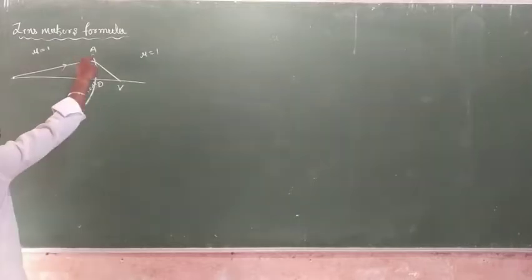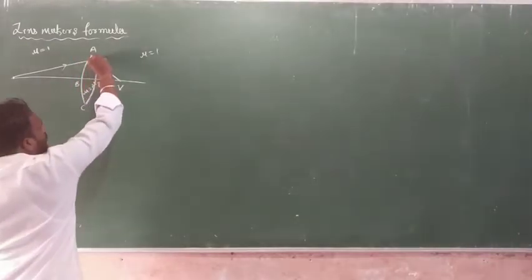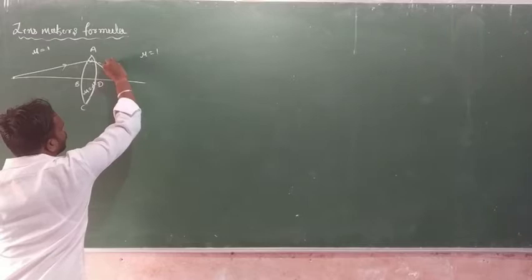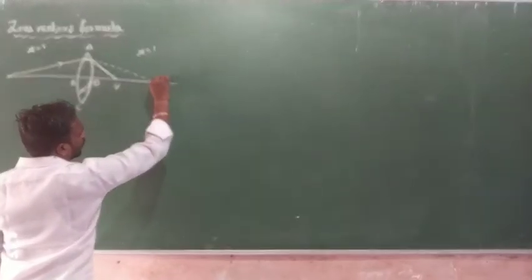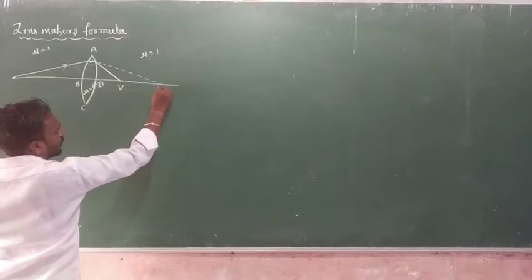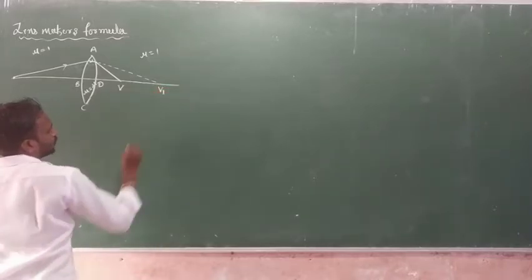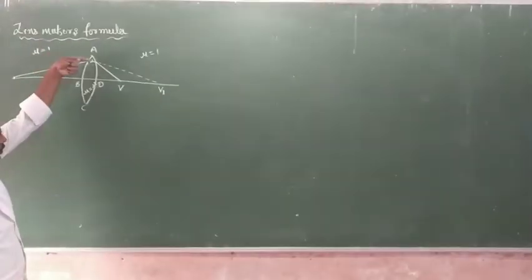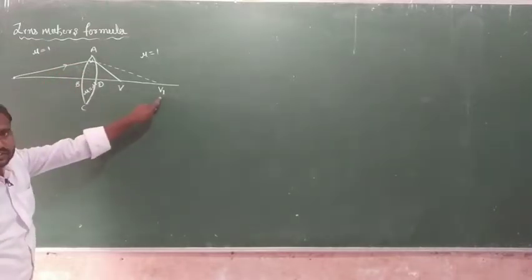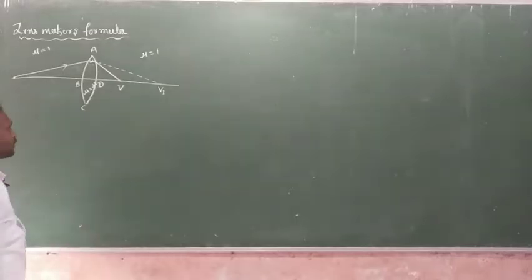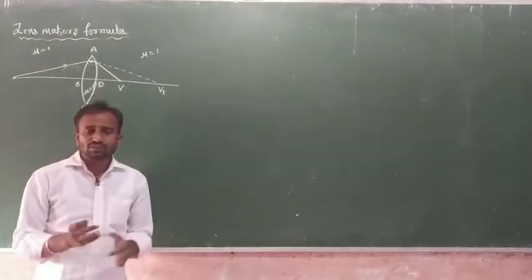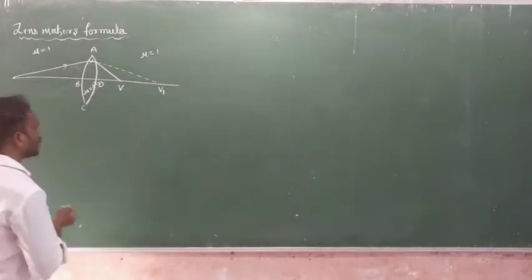Suppose we do not consider the second surface. Then this refracted ray makes an image, and this is V1. In the absence of the second surface, V1 is the image. With the presence of the second surface, V is the image. Here we separate the two surfaces, meaning the two refracting surfaces.